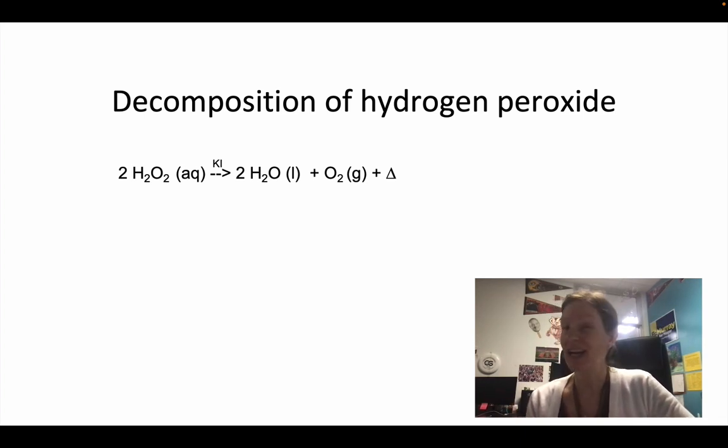You should have noticed it got hotter using your thermometer, so you can see I have my heat symbolization on my product side. And then you put that scoop of potassium iodide in, which was a catalyst. So that catalyst is above the arrow, indicating it was utilized to make the reaction happen, but is not a reactant, nor is it a product. So that should help you see kind of how this goes together.